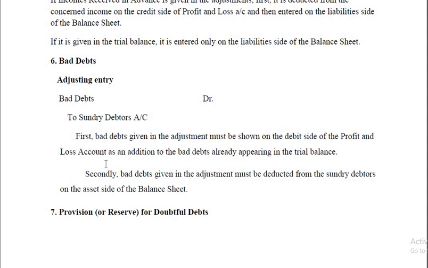Sorry, if bad debts are given as an adjustment, first it should be taken to profit and loss account. If bad debt is already there in the trial balance, to that you have to add. Otherwise, profit and loss account debtor to bad debts account. First, bad debts account to sundry debtors, and then it should be transferred to profit and loss account debit side. If already bad debt is there, to that you have to add. Then it should be deducted from sundry debtors on the asset side of the balance sheet.